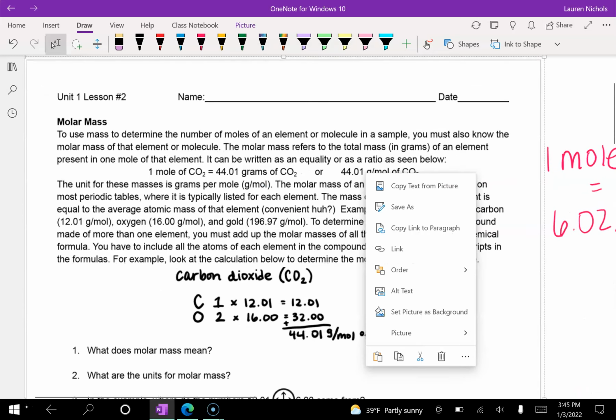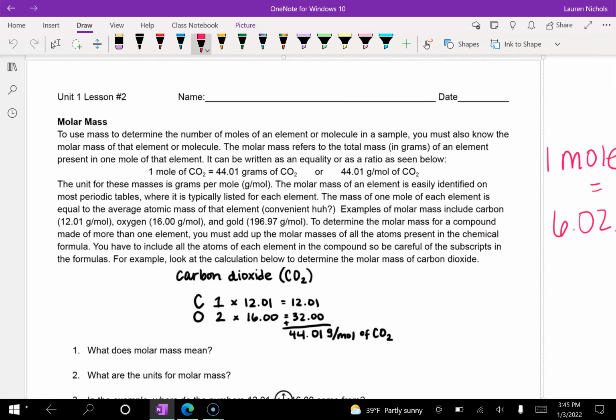Molar mass is what we use to measure the mass of the number of moles of an element or molecule. And the molar mass refers to the total mass in grams of an element, okay? And it can be written as an equality. So 1 mole of carbon dioxide is always equal to 44.01 grams of carbon dioxide, or 44.01 grams over 1 mole of carbon dioxide. So it can be written as either an equality or as a ratio or fraction. And the unit for molar mass is always grams per mole or grams/mole.